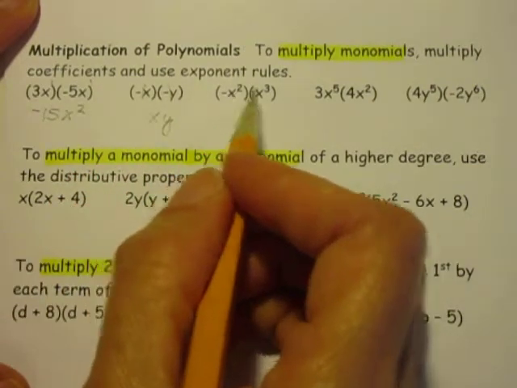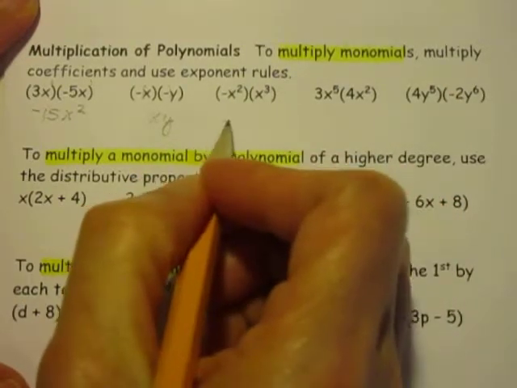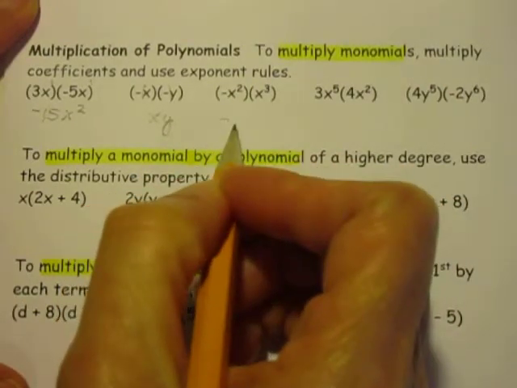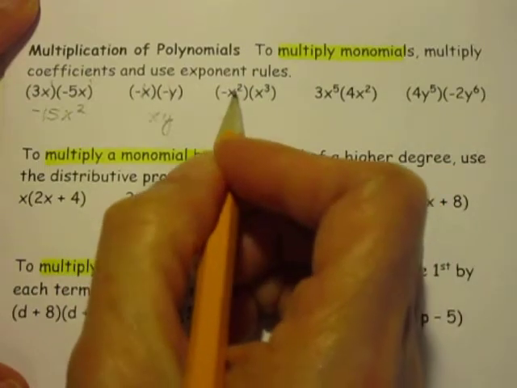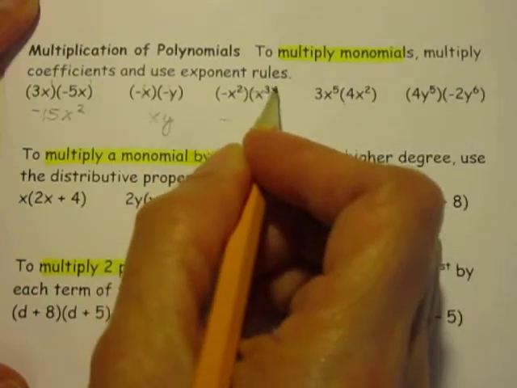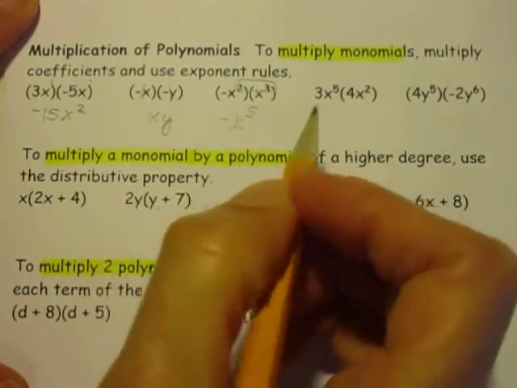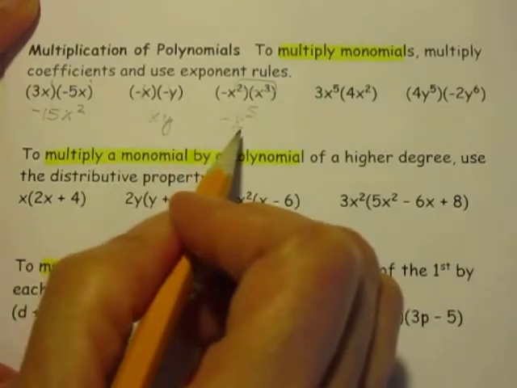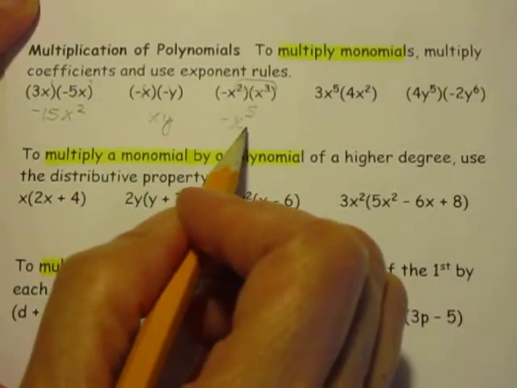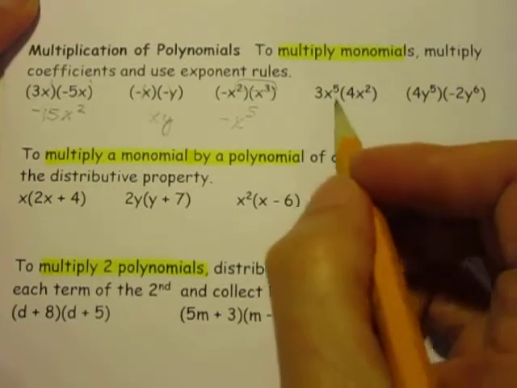Here we have -x squared times x cubed. This is going to have a negative outcome. I could write the -1 if I wanted to, but I'm just going to imply it. But I'm taking my x squared times x cubed. This is where I add my exponents. So this becomes x to the 5th power. If you are struggling with that, you probably want to go back and review the video on exponent rules.